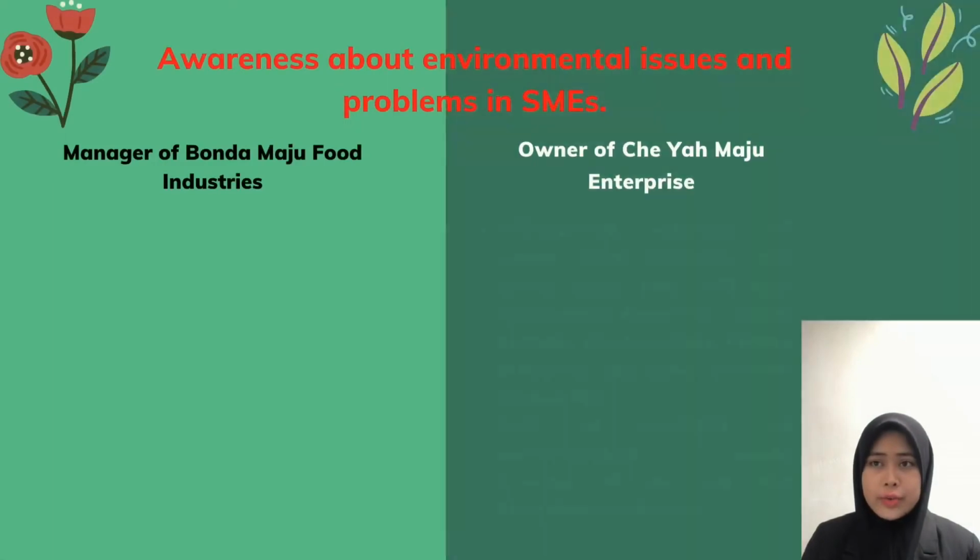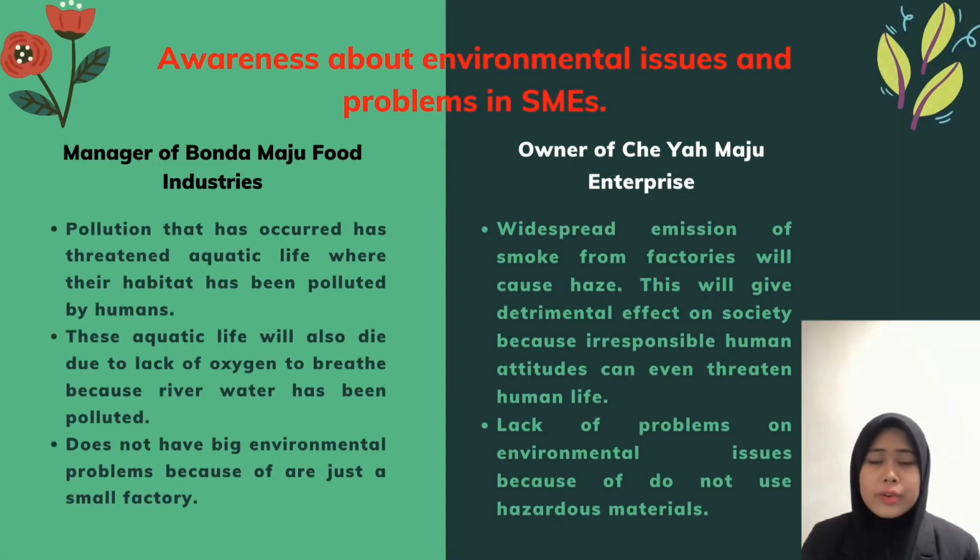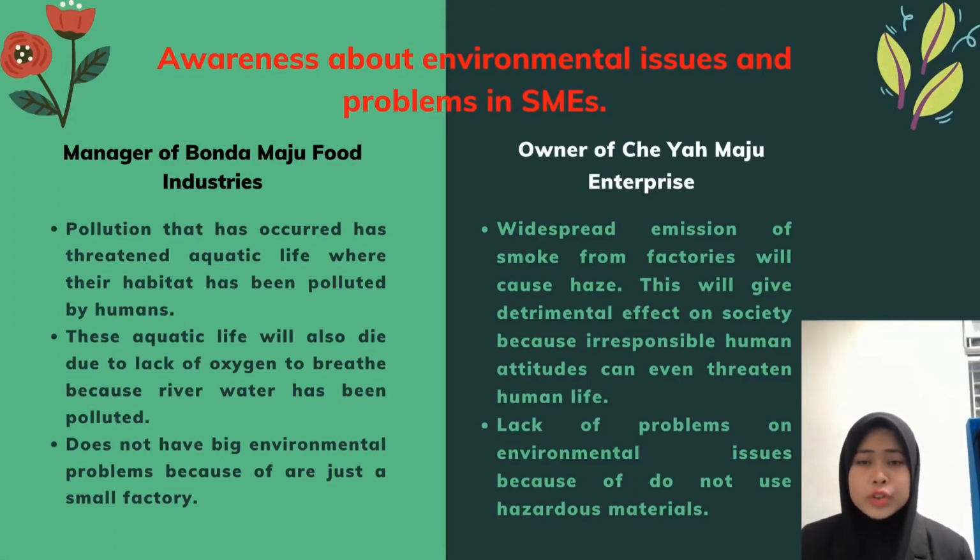The second objective is to analyze awareness about environmental issues and problems in SMEs. The manager of Bonda Maju Food Industry states that the pollution occurred in Sungai Kimkin at Johor Bahru. The pollution has threatened aquatic life where their habitat has been polluted by humans. This aquatic life will also die due to lack of oxygen to breathe because the river water has been polluted.